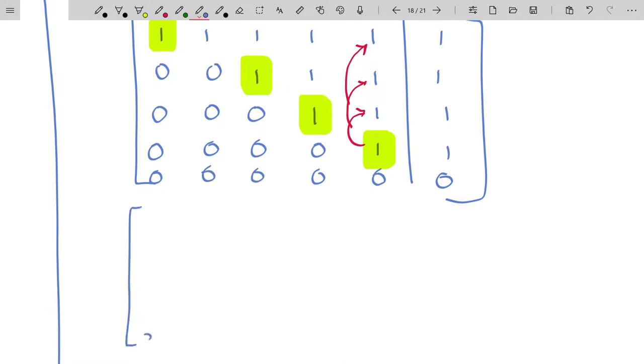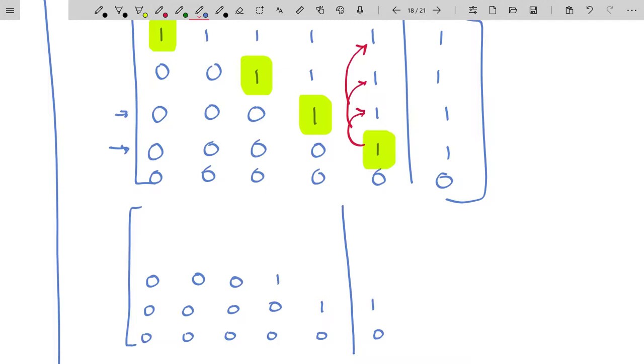Notice that the fifth row never changes. So it's 0, 0, 0, 0, augmented with 0. Row 4 actually does not change either. 0, 0, 0, 0, 1, 1. Now take the opposite of row 4 and add it to row 3. So that'd be 0 plus 0, 0 plus 0, 0 plus 0, 0 plus 1, and negative 1 plus 1, negative 1 plus 1.